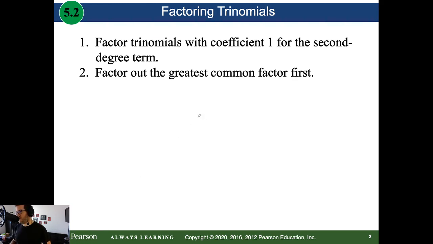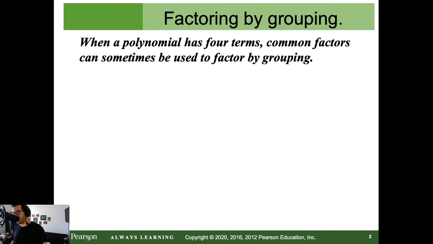Now, what it means by a coefficient of 1 is we're talking about something like x squared plus 6x plus 9. I always use this example. Our leading coefficient is the number right in front of the x squared, so in this case, we just have a 1. Anyways, I'm just going to dive right into the lesson.